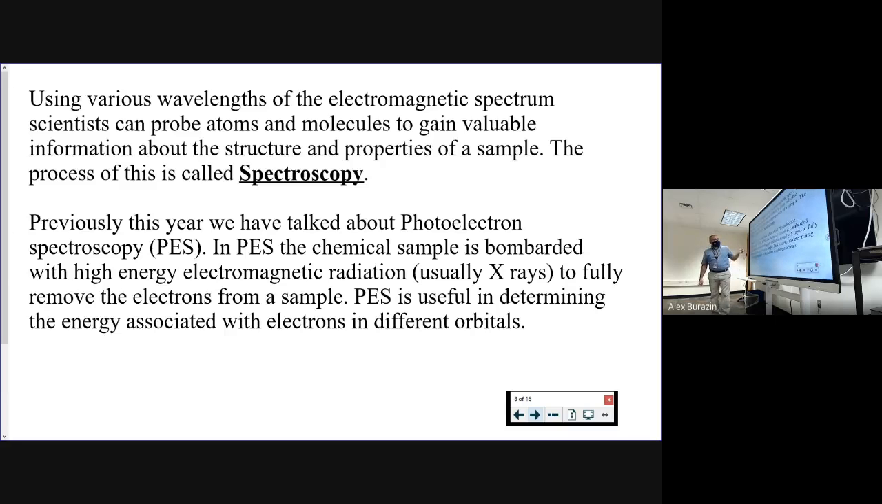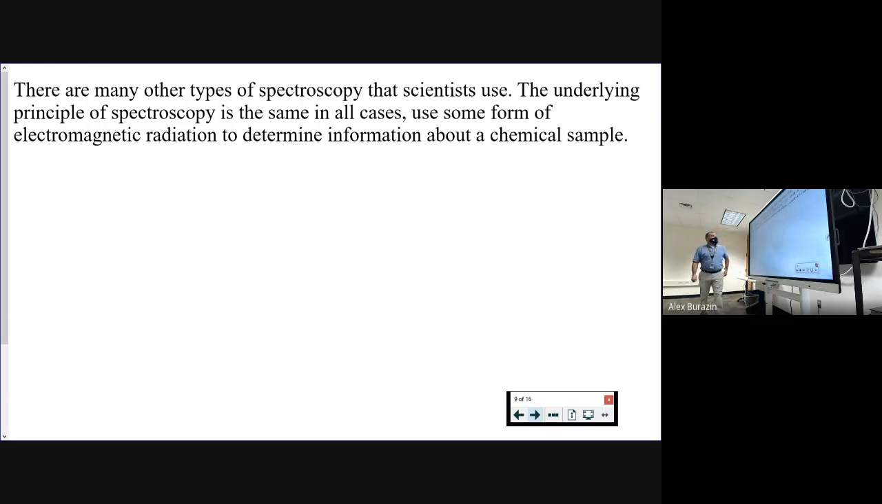So anyway, previously, that's what I just said, we talked about PES, and with PES, you hit the sample with some high energy electromagnetic radiation, X-rays, you remove electrons, and it tells you about the orbitals. Okay, that's a very useful thing to know. So there are many other types of spectroscopy that scientists use. The underlying principle of spectroscopy is the same in all cases. Use some form of electromagnetic radiation to determine some information about a chemical sample.